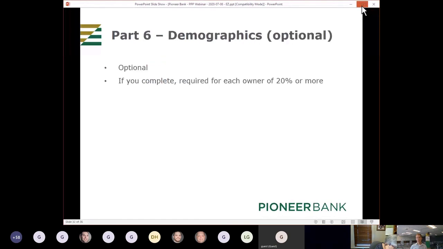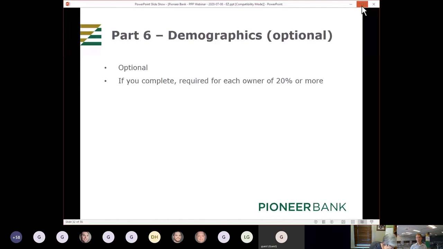And part 6 is actually after the signature line, and this is the demographics area. This is an optional area. And it's actually kind of funny because where this part comes from is the SBA kind of got their wrist slapped a little bit on how the PPP rollout went. And part of that wrist slap was the fact that the CARES Act required them to collect demographic information on people, and they just didn't. And so now they're trying to make amends by including it.